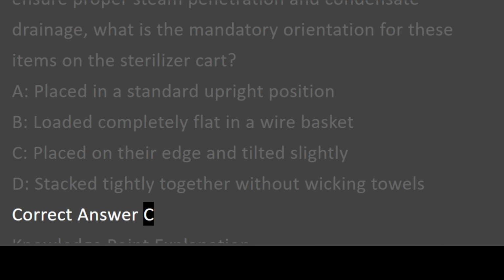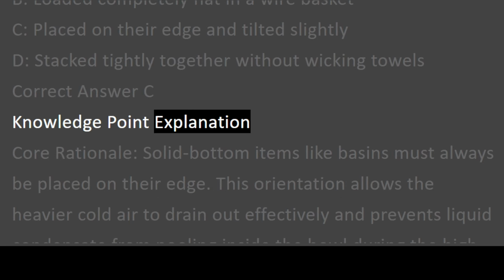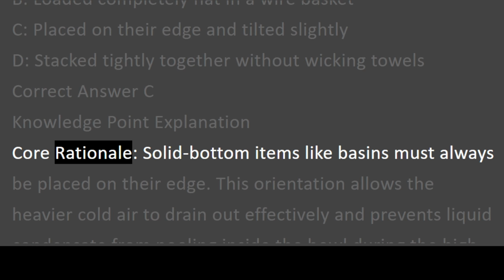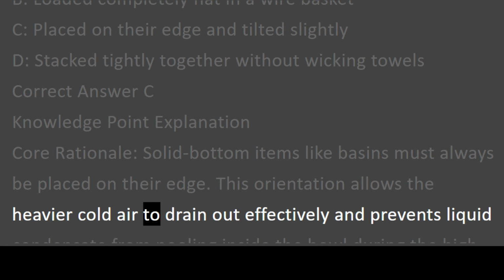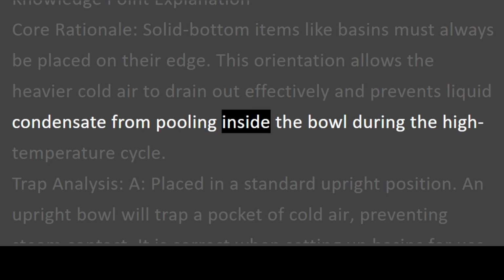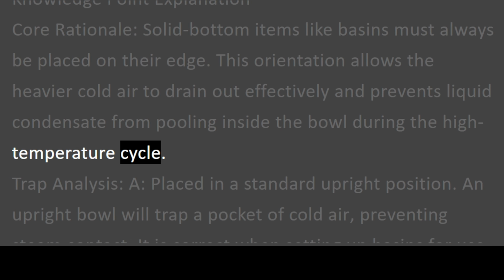Correct answer C. Knowledge point explanation. Core rationale. Solid bottom items like basins must always be placed on their edge. This orientation allows the heavier cold air to drain out effectively and prevents liquid condensate from pooling inside the bowl during the high temperature cycle.